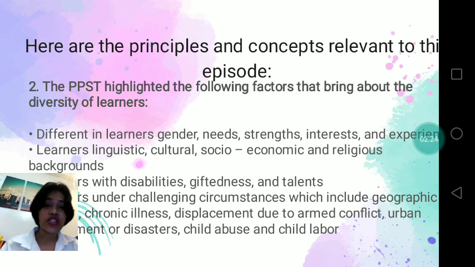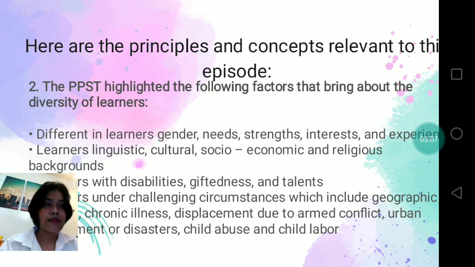First is the difference in learners' gender, needs, strengths, interests, and experiences. Dito, aalamin natin yung mga interest at strengths, pati yung experiences ng students natin, pati yung mga genders. Bakit? Kasi, learners have different learning styles, katulad na sinabi ko. So, bakit sila nagkakaroon ng different learning styles? Dahil na din sa factors na meron silang different interest. Meron silang different experiences. Halimbawa, si student A is magaling siya sa music because his or her parents are musically inclined. So, mas natututo siya kapag through music.